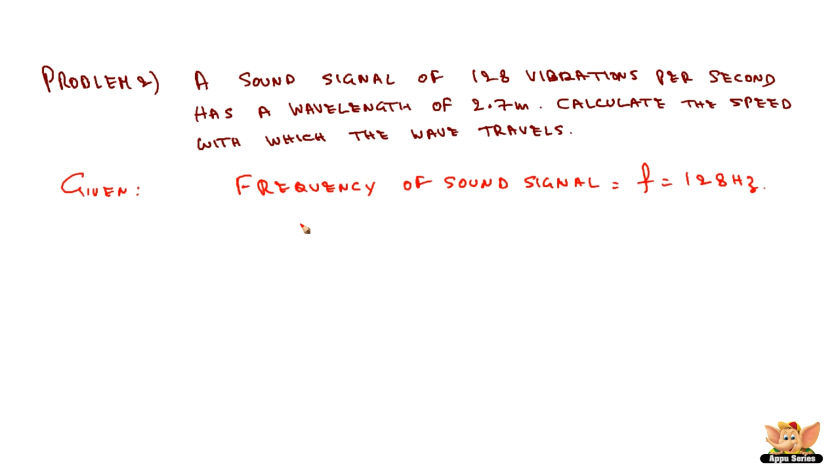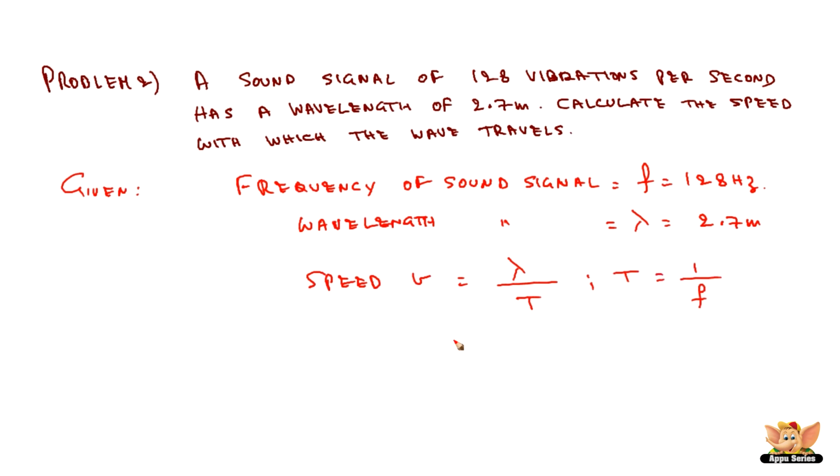Now it has a wavelength of 2.7 meters. So wavelength of this sound signal lambda is 2.7 meters. So we need to calculate the velocity, the speed of the sound wave. So the speed V is defined as the distance travelled by time taken. Here the distance travelled is wavelength lambda and time period T. And we know that T is equal to 1 by F. So we can substitute 1 by F instead of T, which is nothing but lambda into F.